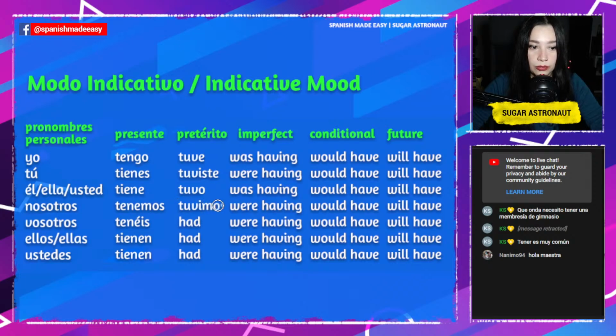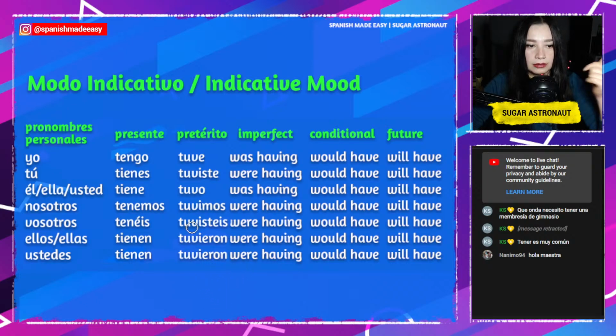Nosotros tuvimos. Vosotros tuvisteis. Oops, I'm getting close to the imperfect section. Ellos or ellas tuvieron. Ustedes tuvieron. Ellos, ellas, and ustedes have the same conjugation.